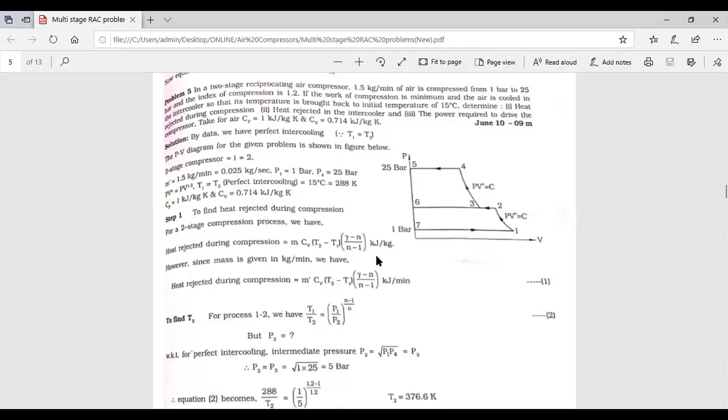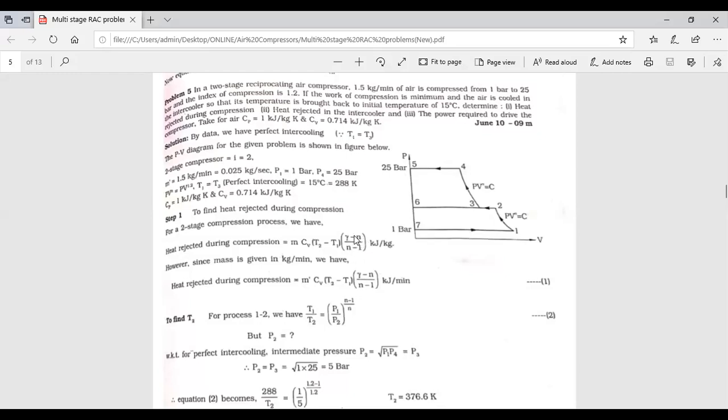The same formula we used in the previous problem. In yesterday's problem, I think I explained this formula. Just remember, this is the formula for the heat transferred during a polytropic process. And what is the heat transfer during an adiabatic process? That is zero. There is no heat transfer. But for a polytropic process, you have to remember this formula. So m is how much? Cv into (T2 minus T1) into (gamma minus n) divided by (n minus 1).